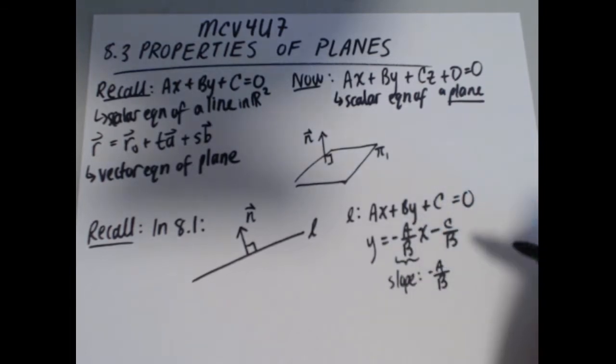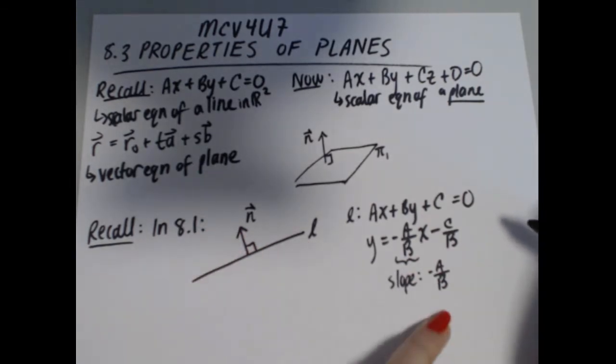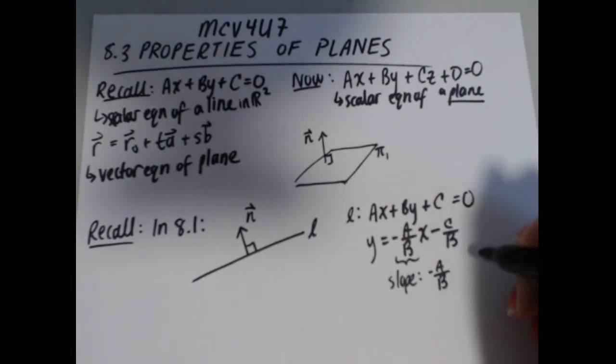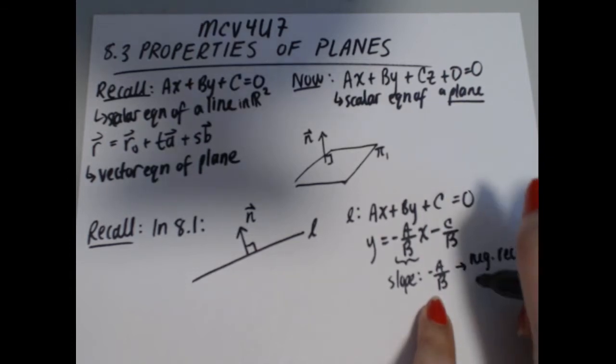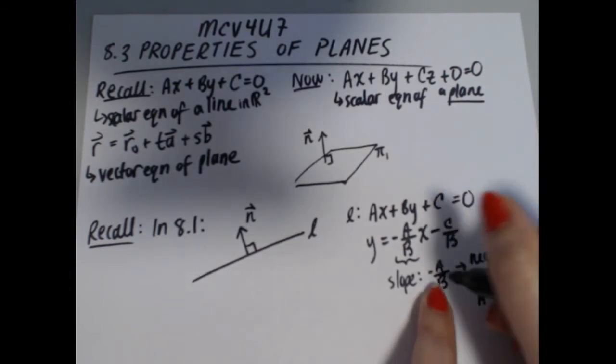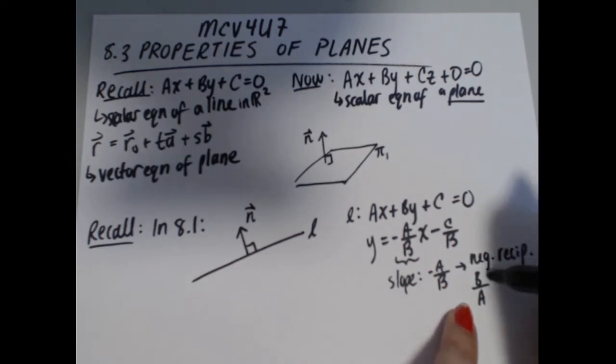Okay, so if the slope of the line is negative a over b, then the slope of the normal vector has to be the negative reciprocal of that. And so we saw that the negative reciprocal of negative a over b, you flip it, it's going to be b over a, and then, well, negative b over a, you take out the minus sign and it's positive b over a.